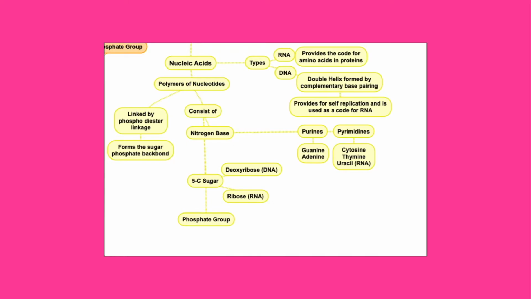So remember, for this 5-carbon sugar, we talked about that OSE ending. Okay, so this is going to help us to remember that these are sugars, and the deoxyribose would be the 5-carbon sugar of DNA, and the ribose would be the 5-carbon sugar of RNA.